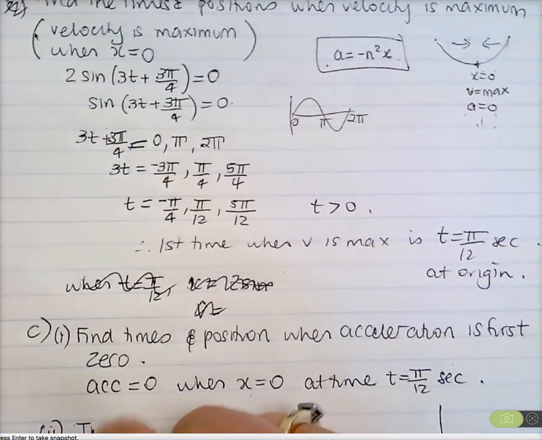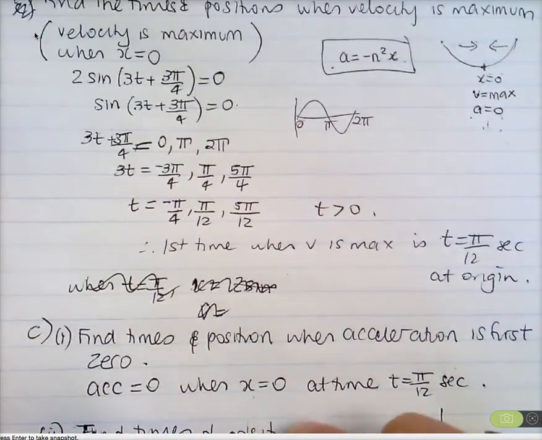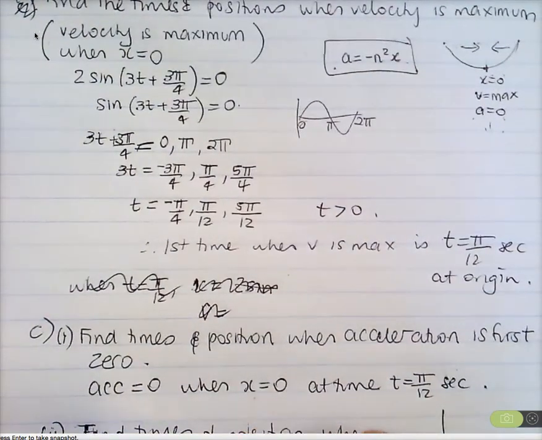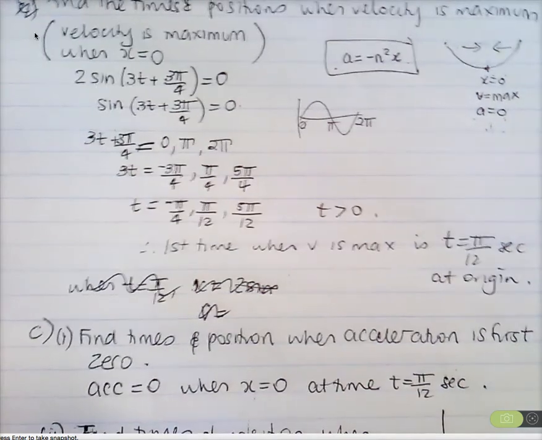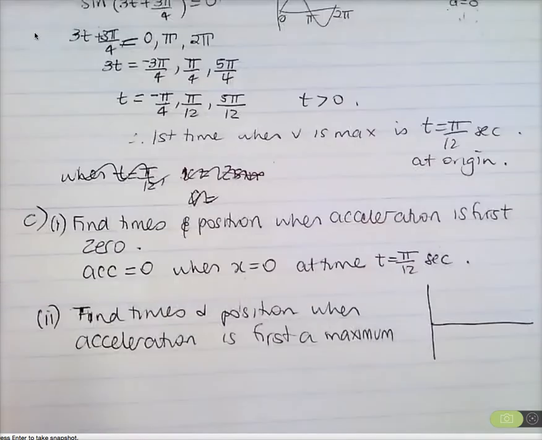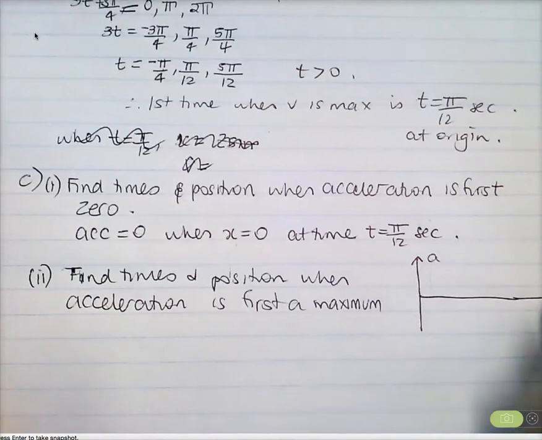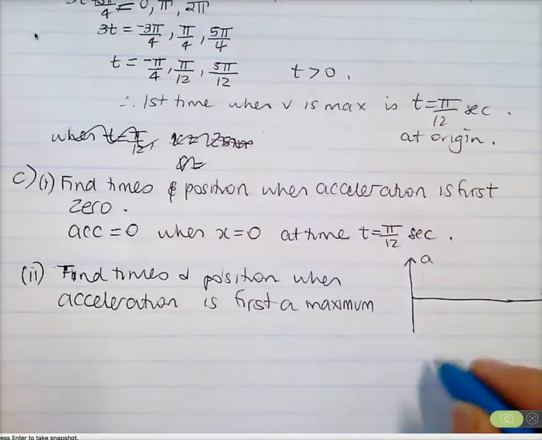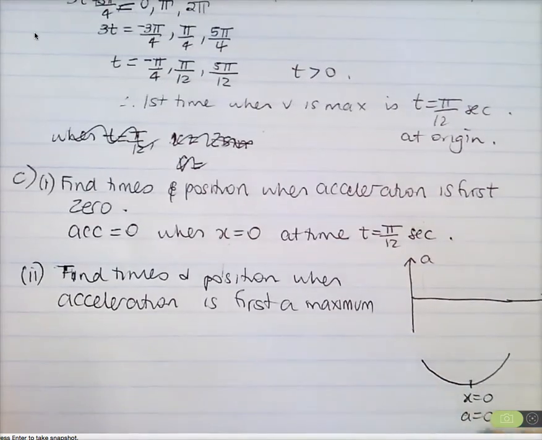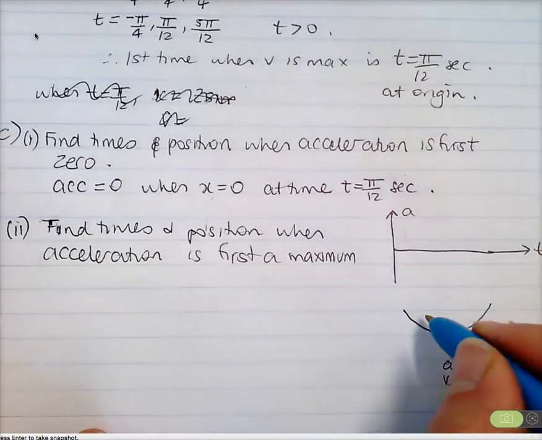We want the time. So find the times and positions when acceleration is first a maximum. Okay. I'm going to leave this space here for my acceleration diagram whenever I draw it. But look at the particle. In the middle, x is 0, a is 0, v is max. Where do you think acceleration's maximum?